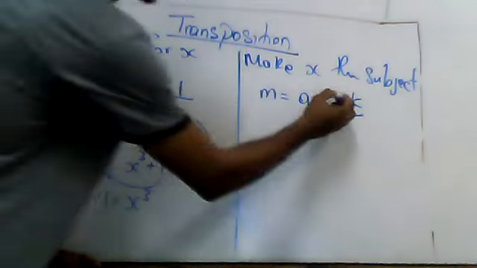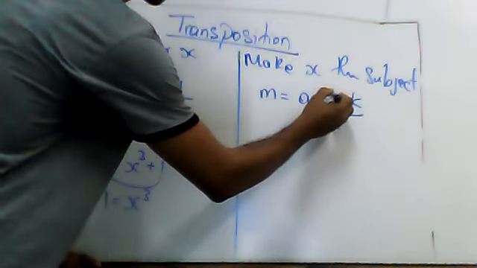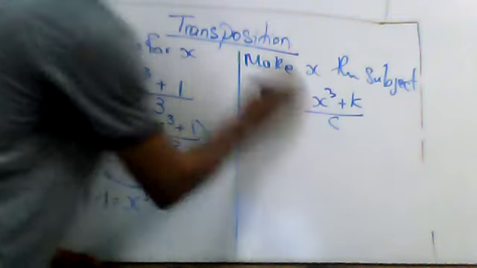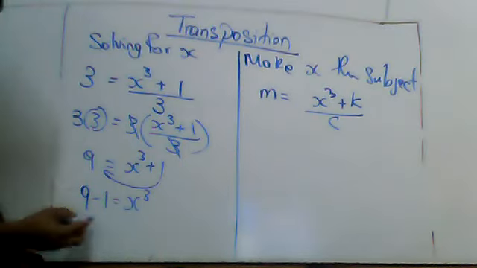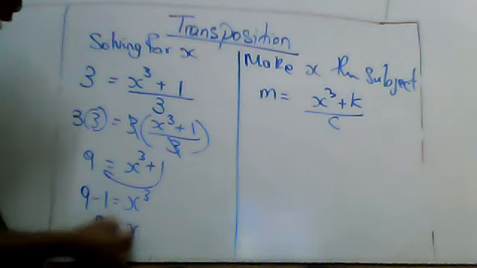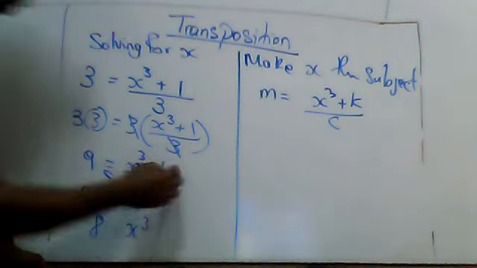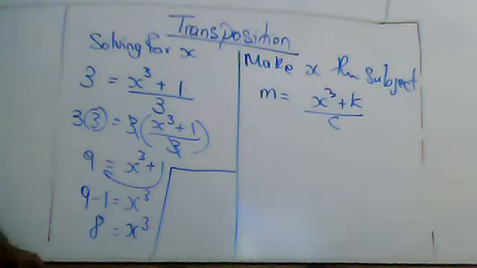Hold on, there should be a cube on this. And I'm going to remove this a. So it's basically the same thing. After subtracting, 9 minus 1, we're going to have 8 being equal to x cubed. So we have to solve for x. Now, what's the opposite of cube in a number? What's the opposite of cube? For square, the opposite is square root. Now, cube, what's the opposite of cube? The cube root.